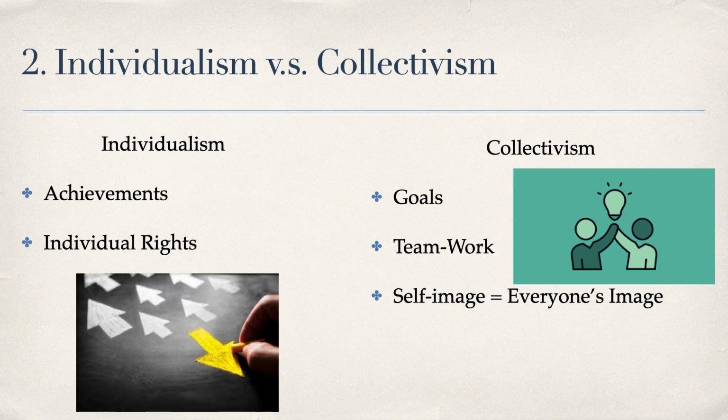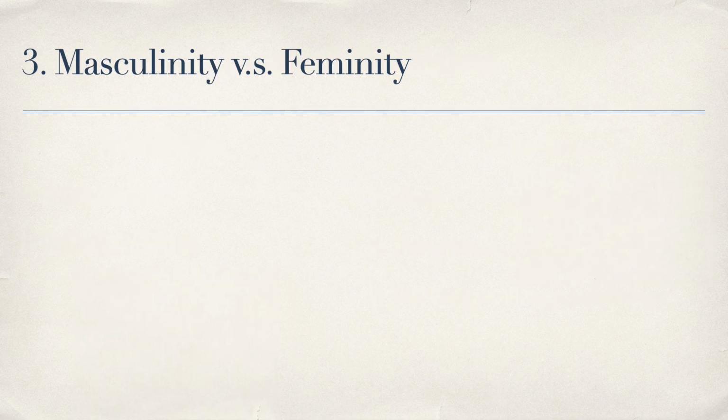Individualism is defined as the achievements and the individual's rights by focusing on the needs of oneself and their immediate families. Collectivism is defined as the goals and the well-being of the group. The person's self-image is the group and not just oneself. It emphasizes the relationship and loyalty.